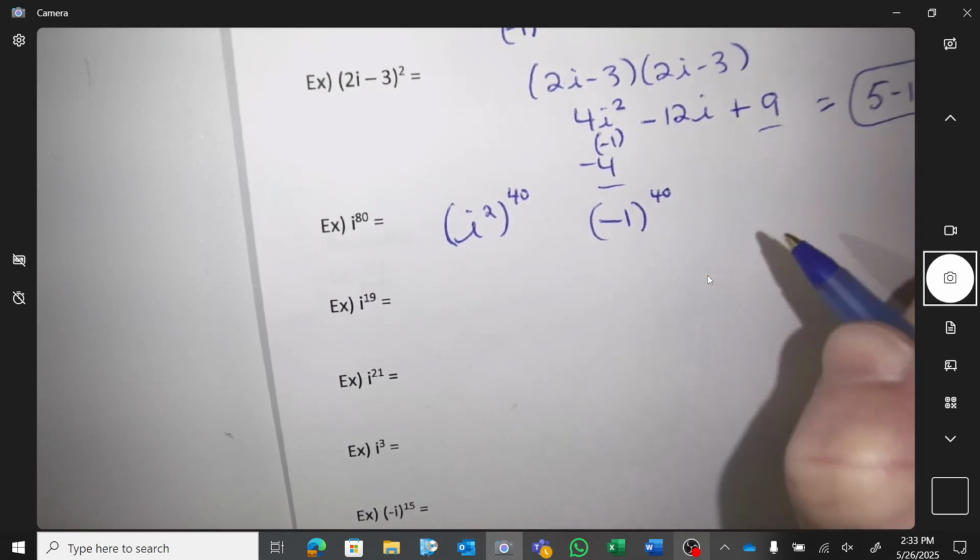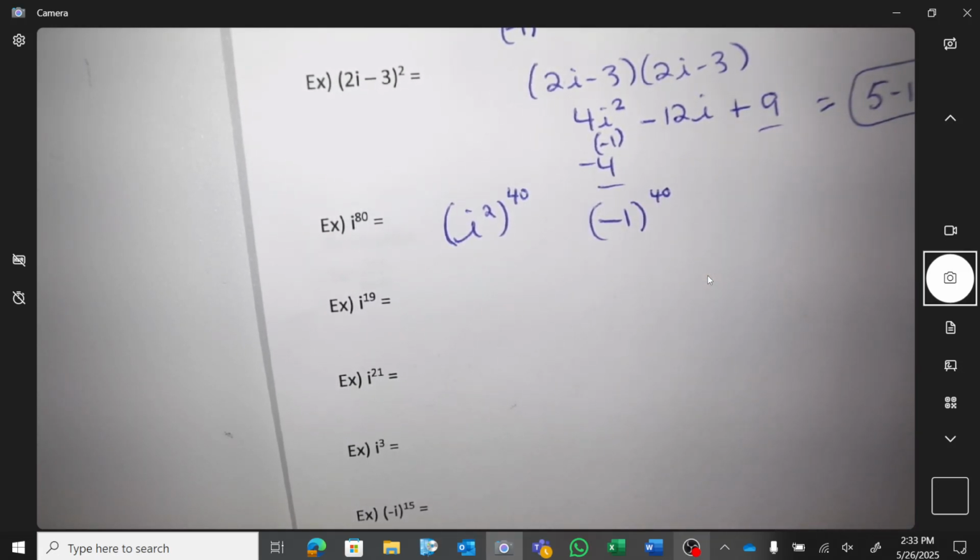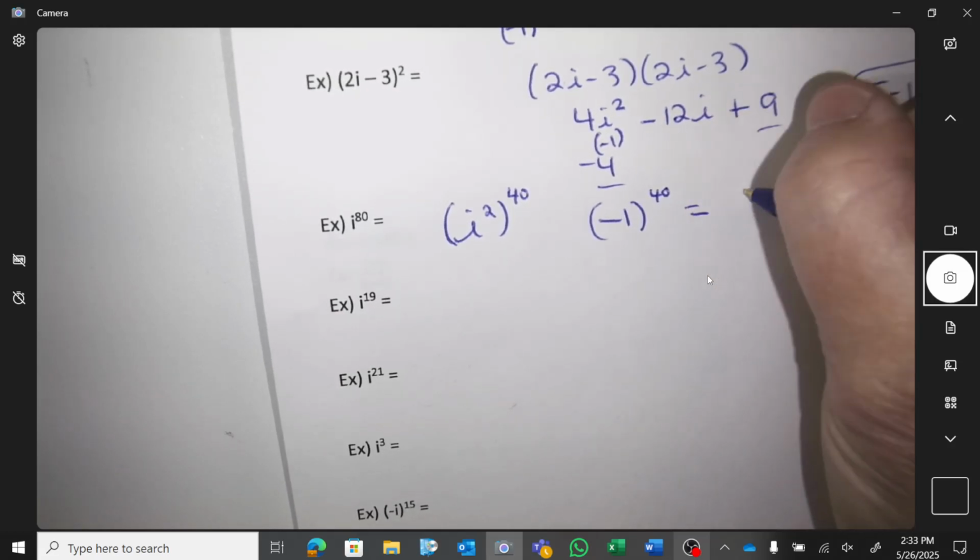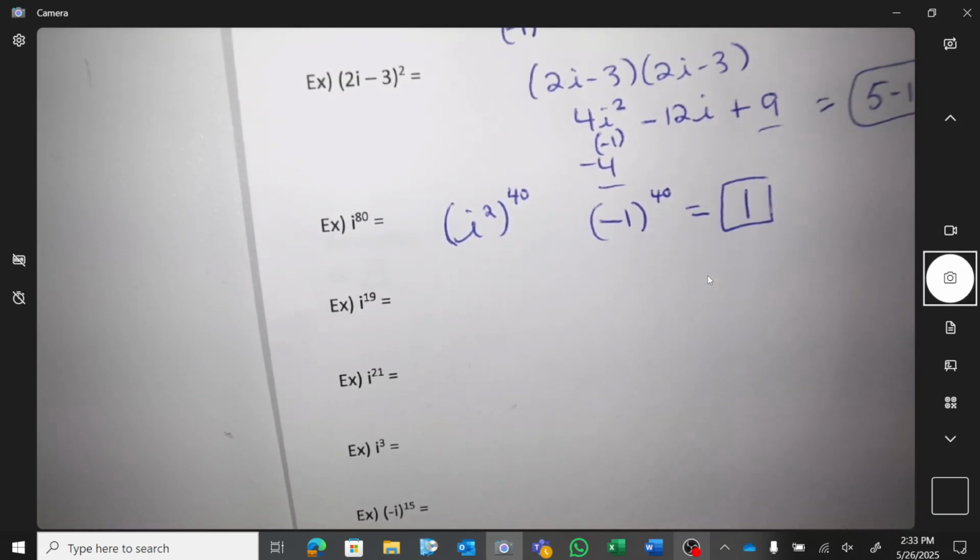Negative 1. What happens in math if you go negative 1 times negative 1 times negative 1 times negative 1? It would equal positive 1. An even amount, yeah.